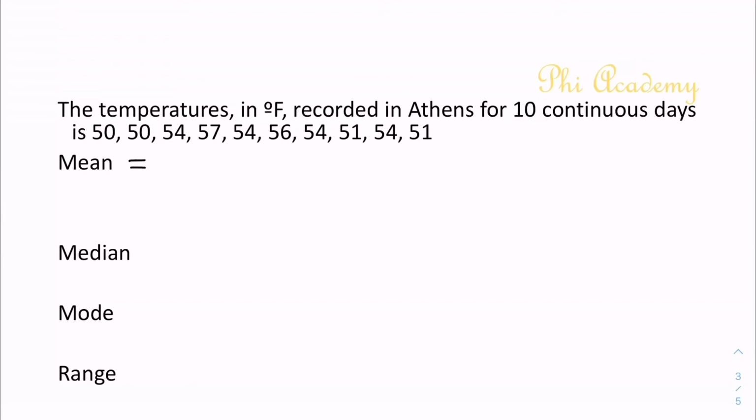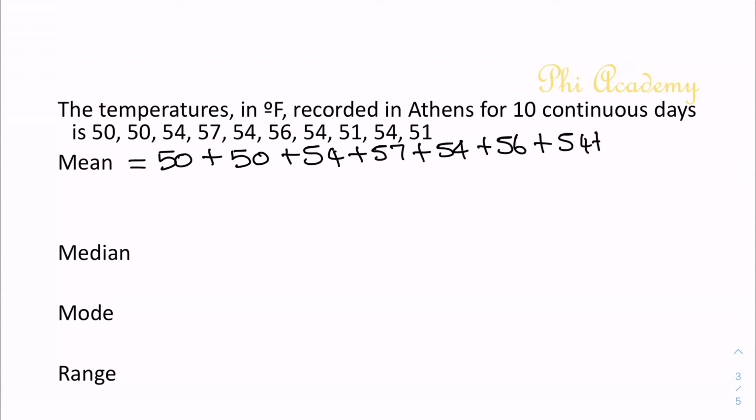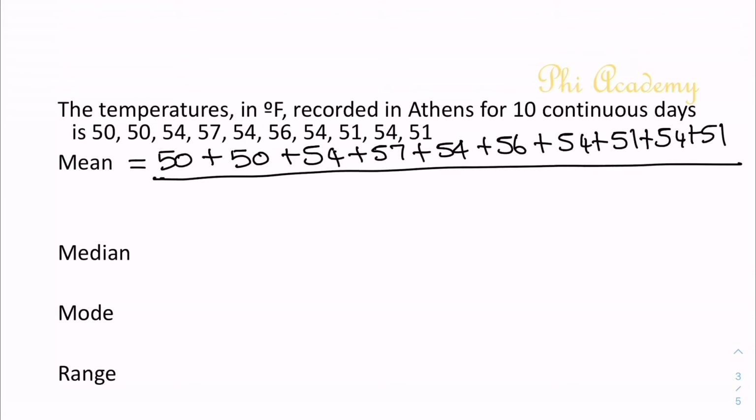So let's add up all our numbers, which is 50, add 50, add 54, add 57, add 54, add 56, 54, 51, 54 and 51. And we know that these are the temperatures recorded for 10 continuous days. So we have to divide throughout by 10. When we add all of them up, we get 531, then dividing by 10, which gives us a mean of 53.1 degrees.